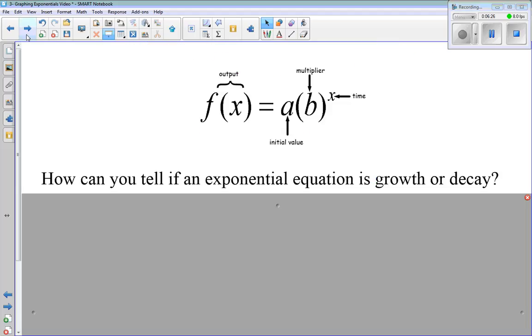So how can you tell, just straight from the equation, if it's going to be growth or decay? Go ahead and make a guess. Make a guess on how you could tell. All right, let's see the answer.